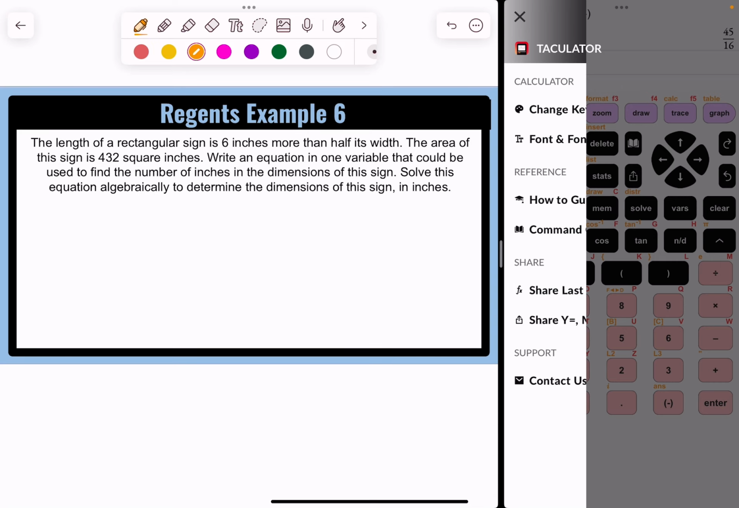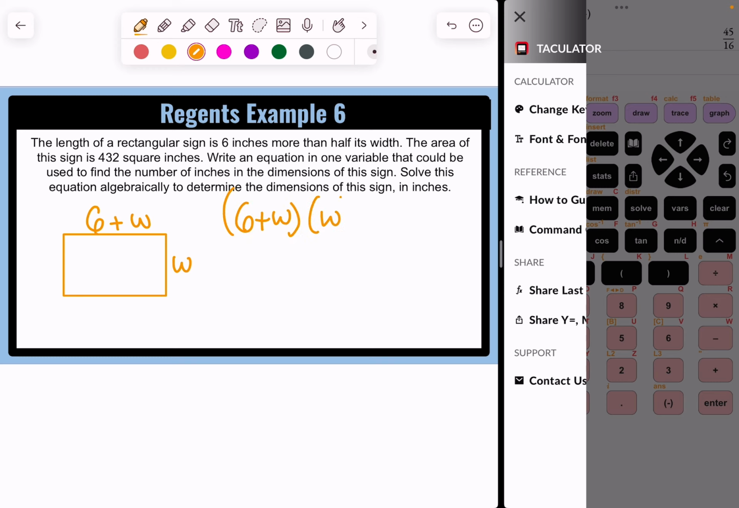The length of a rectangular sign is 6 more than its width. So 6 plus the width. The area of the sign is 432 square inches. So we have this times this gives us 432. Oh, I missed something. 6 more than half its width. So we have to put a 1/2 here and a 1/2 here.